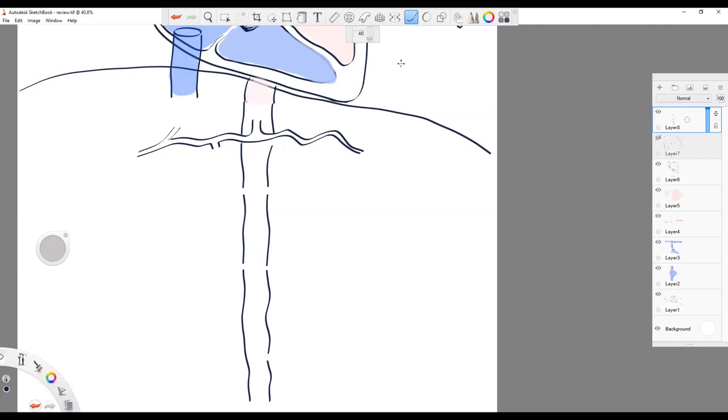So, as we know, oh, and you know what? We could add one more. Let's take a little eraser and erase right there. It kind of doesn't matter, but that's just where we'll put it. And we're going to put another little branch. What's this little branch?